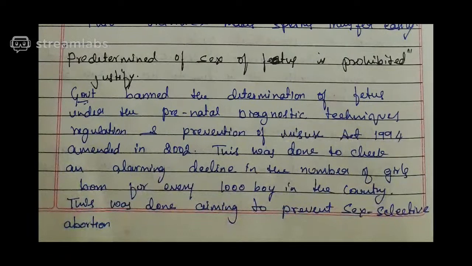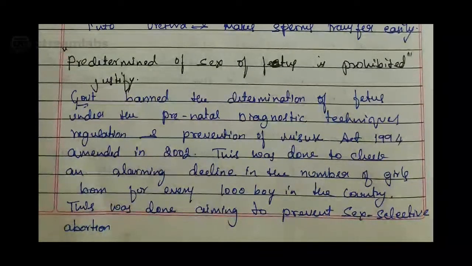So this was done to check an alarming decline in the number of girls born for every 1,000 boys in a country. This was done aiming to prevent selective abortion. So, predetermination of the sex of the fetus is prohibited in order to prevent abortions.